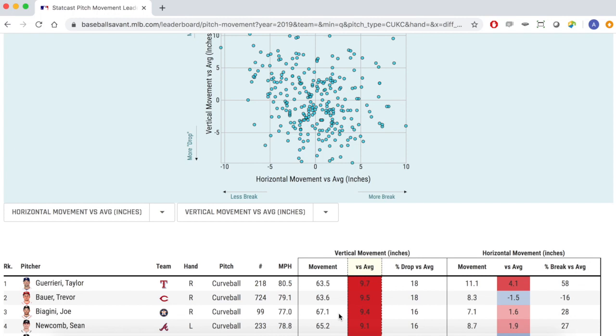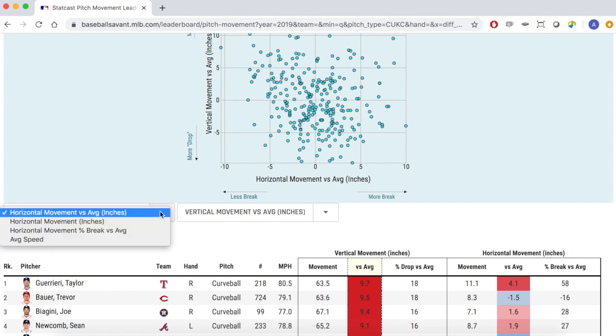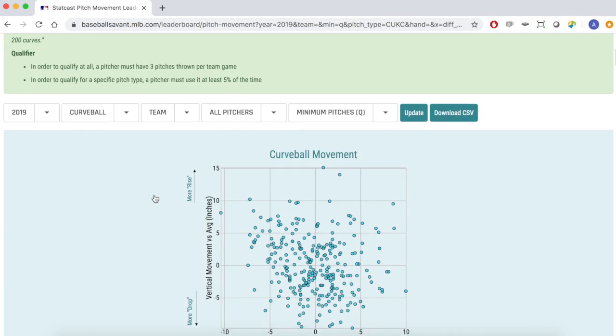Okay, great. So let's take a quick look here at some of the other ways that we can sort, right? So if we click on the left, we see horizontal movement versus average in inches. Can you break down some of the other options that are in here? Yeah, so when it says versus average, that's the number I was saying there. So that's the 9 or 10 or however many inches there are. What's actually cool is if you scroll up to the top and you don't just sort by curveball, you do it by all pitches. This really shows a cool visual.